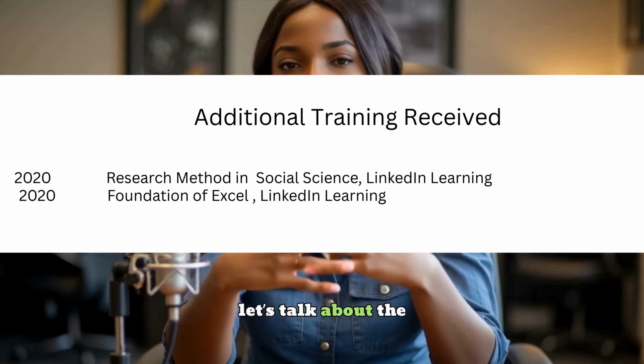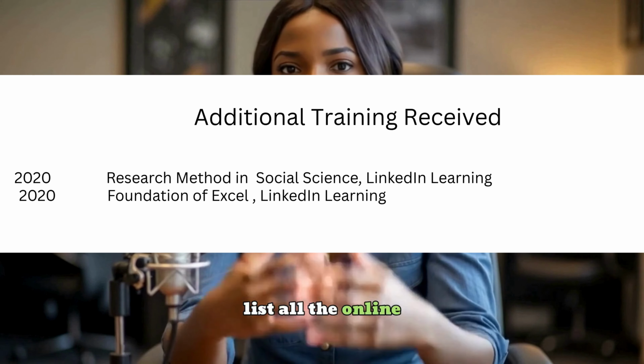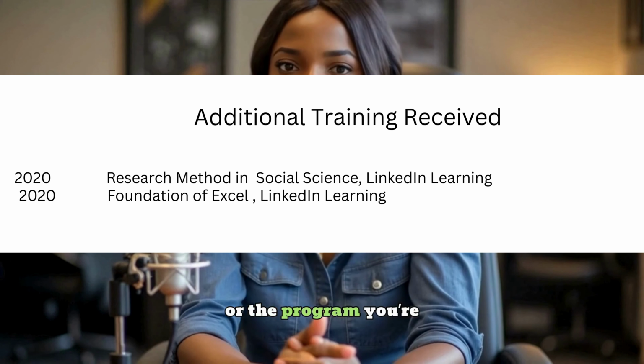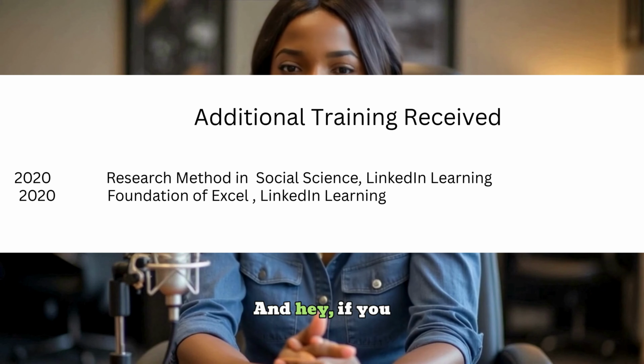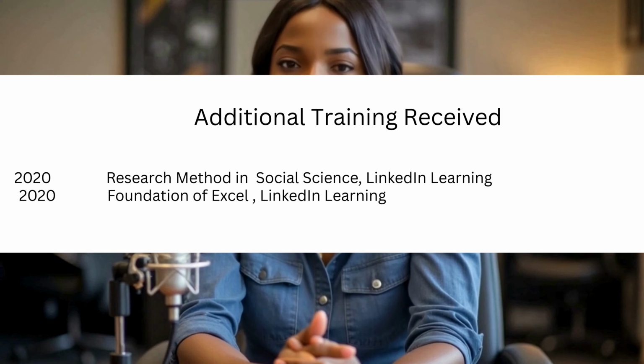3. Additional training received. Now let's talk about the additional training section. This is where you list all the online courses you've completed that relate to your field or the program you're applying to. And hey, if you haven't done any yet, no worries, you can start right now.